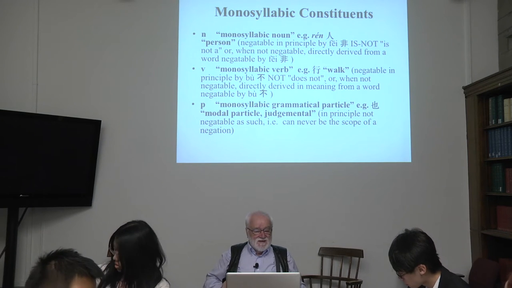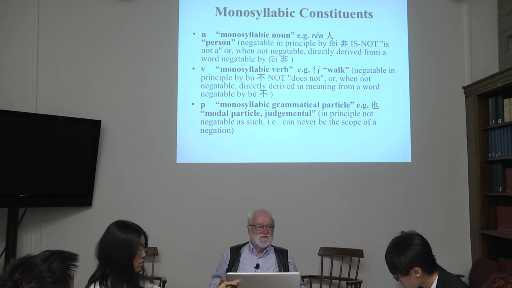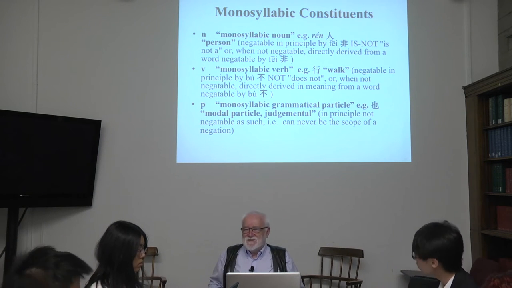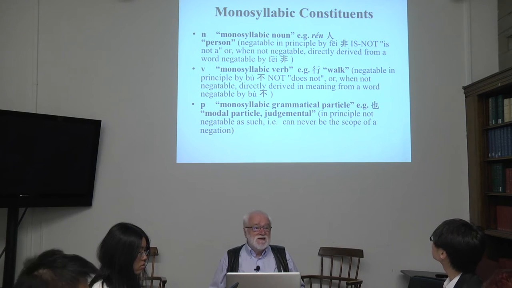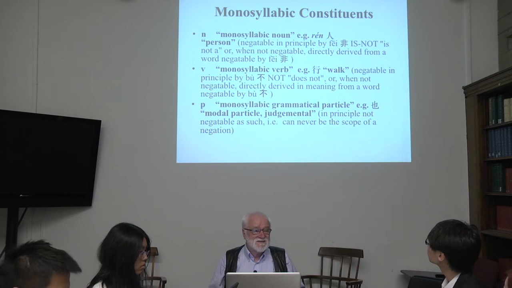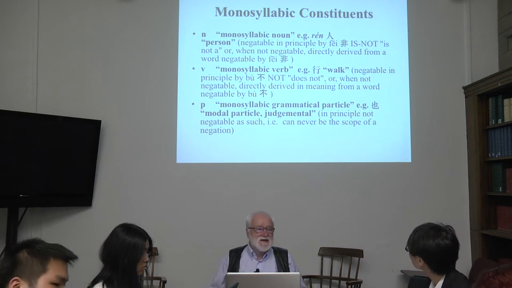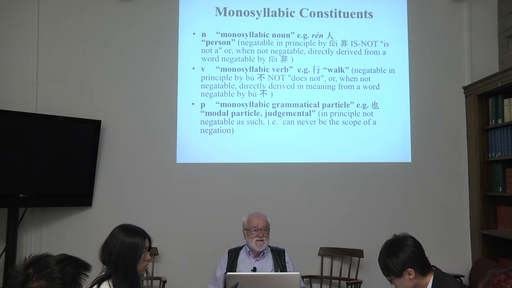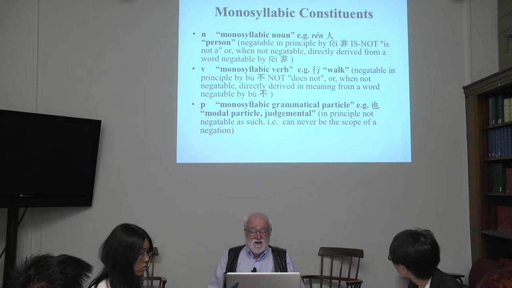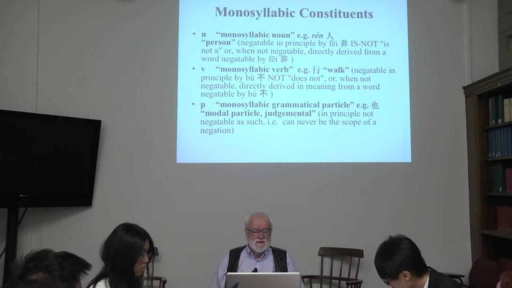So the nouns are defined in terms of their negatability by fei and not in terms of their translatability into English nouns. You have it? So that's quite an important difference. We say something is a noun in Chinese to the extent that a Chinese speaker would agree, if he knows the language well, that if you were to negate the thing, you would be negating it with fei. And that has some problems. We will get to them.